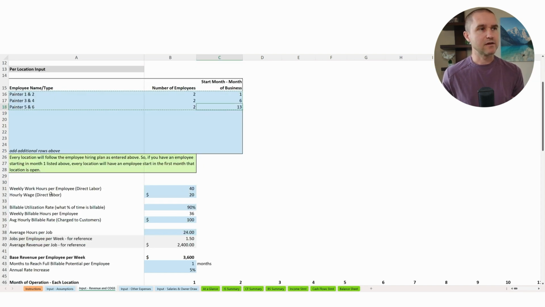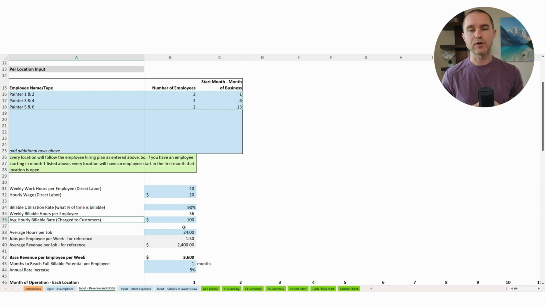Then we can say weekly work hours per employee is 40 hours. We're going to pay them $20 an hour. And then here is what percentage of their time is actually going to be billable. So of those 40 hours, what percentage are they actually going to be on the job doing billable work? And then here is the average hourly billable rate charged to customers.